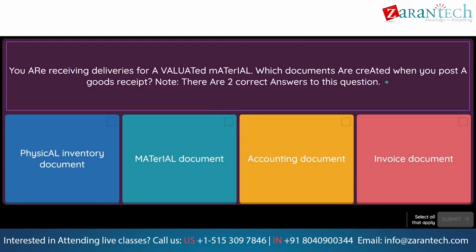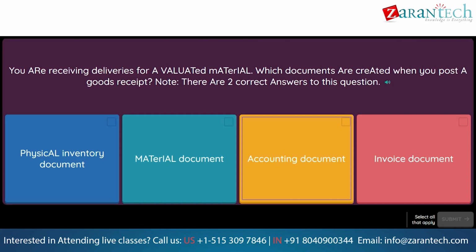Question: you are receiving deliveries for evaluated material. Which documents are created when you post a goods receipt? Note, there are 2 correct answers to this question. Option 1: physical inventory document. Option 2: material document. Option 3: accounting document. Option 4: invoice document.